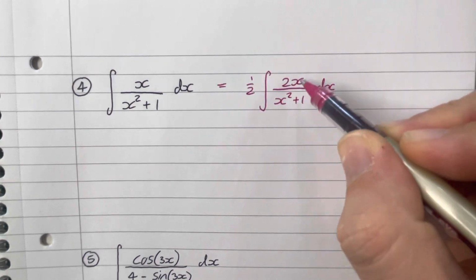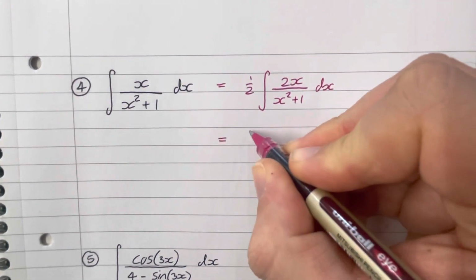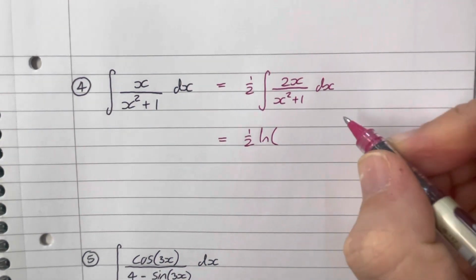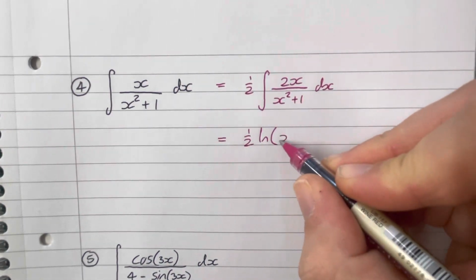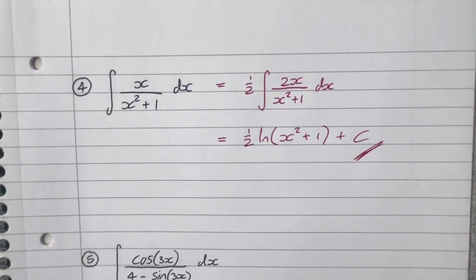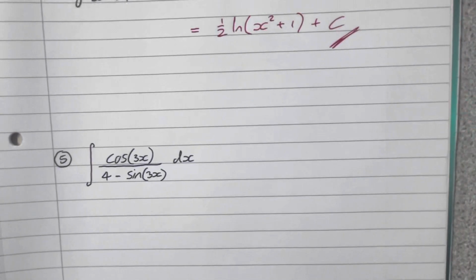Now in a situation where the top is the differential of the bottom, we can say that this is a half times the natural log of the mod of the bottom, but in this case, the bottom is always positive, so I don't actually have to mod it. So it's x squared plus 1 plus c. That's the answer. You can see how quick these are becoming.